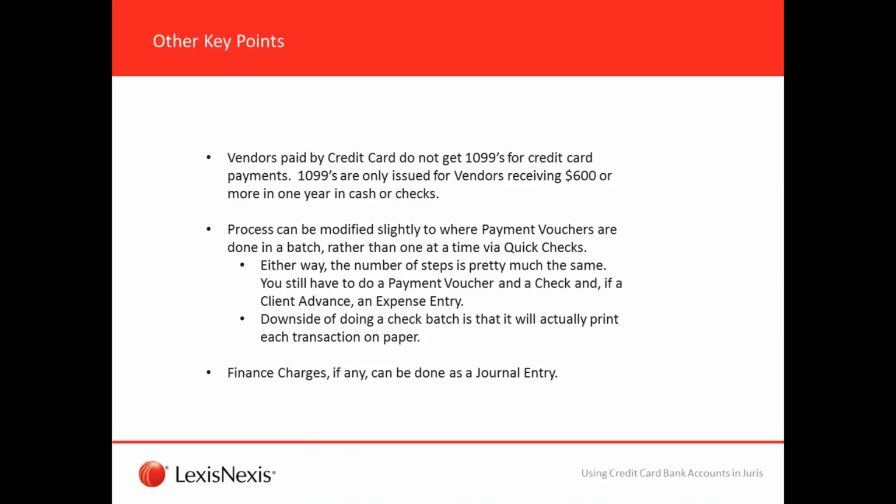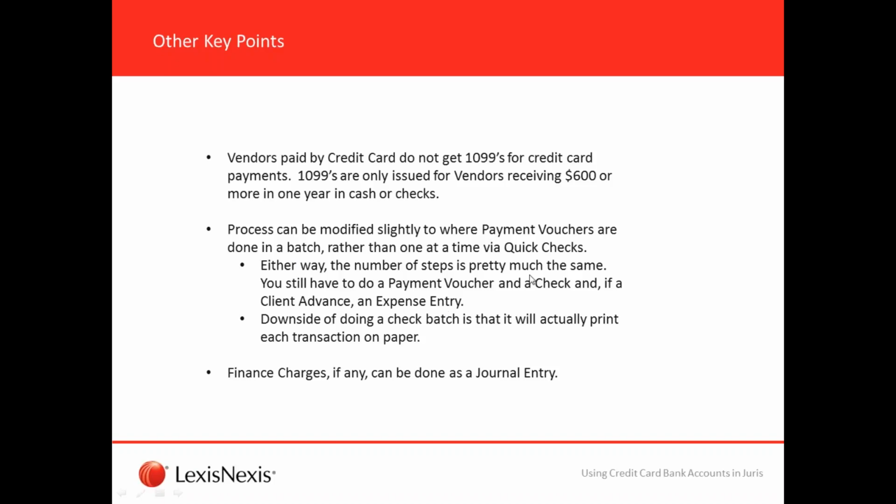1099s are only issued for vendors that receive $600 or more in one year in cash or checks. For those credit card payments, it is the responsibility of the credit card issuer to provide them, if it's over $600, with what's called a 1099-K. So Visa or MasterCard or whoever issued the credit card, if over $600 in charges were paid to them by any number of people, they're going to get a 1099-K for that. It is not your responsibility to report that, and in fact, you do not want to include that in your 1099-MISCs if you paid it with a credit card.